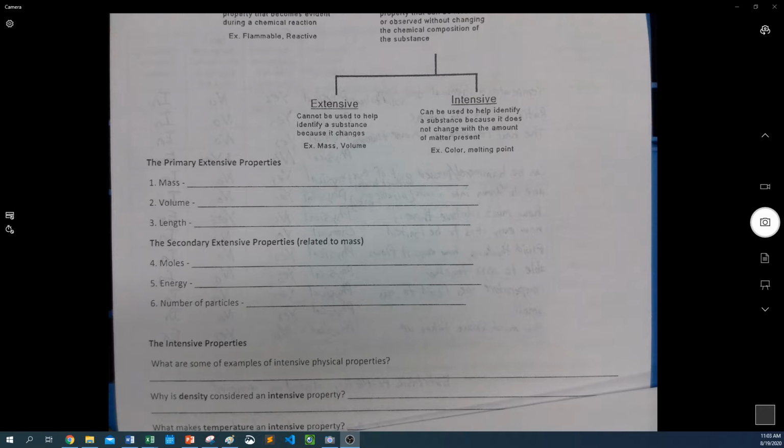So a physical change is a change that changes a physical property. A chemical change is one that changes the chemical nature.